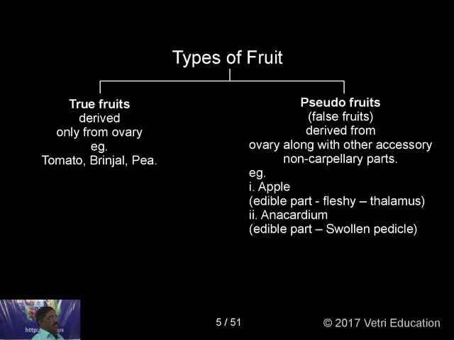They are developed from other accessory organs, not from the ovary. For example, in the apple, the edible part is the thalamus. In Anacardium, the cashew nut fruit, the edible part is the swollen peduncle.